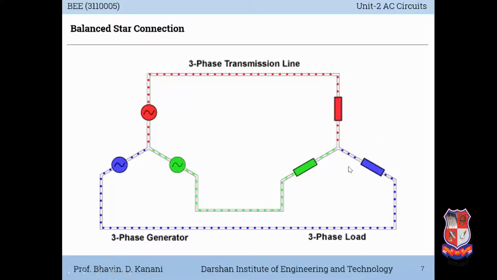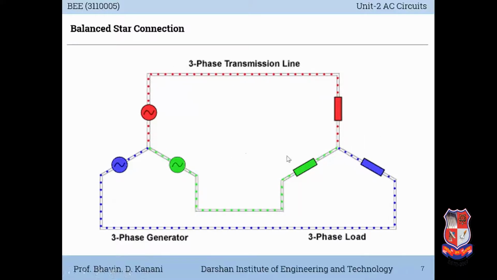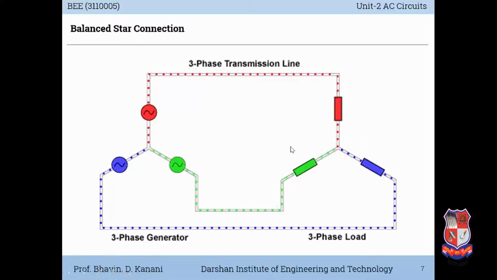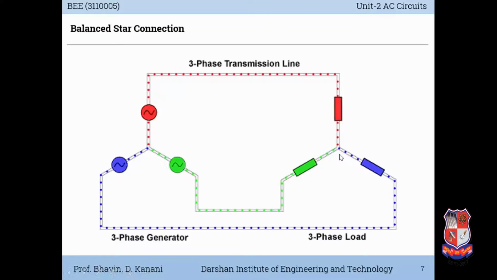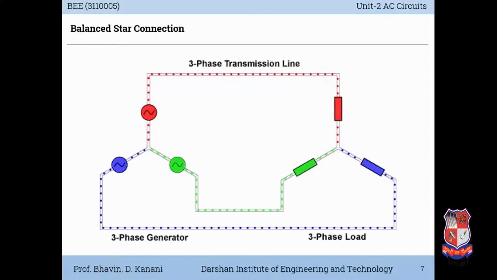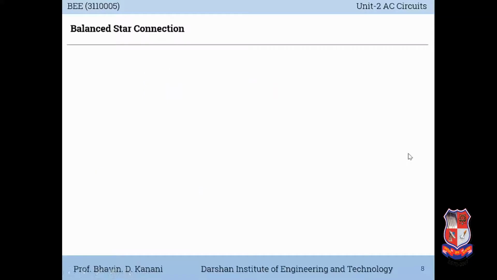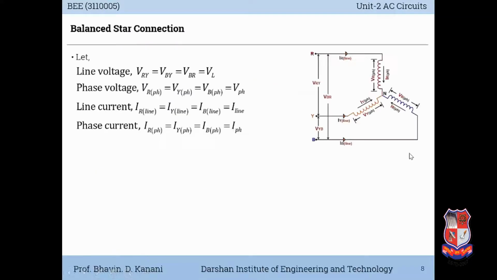this balanced load, then the current flow through this balanced load will be same. That means लोड में फेज करंट भी सेम होंगे सब और सब लाइन करंट भी सेम रहेंगे। तो ये जो कंडीशन बनती है उसको बोलते हैं बैलेंस्ड कंडीशन। So this represents the balanced star connection. Now try to analyse this.